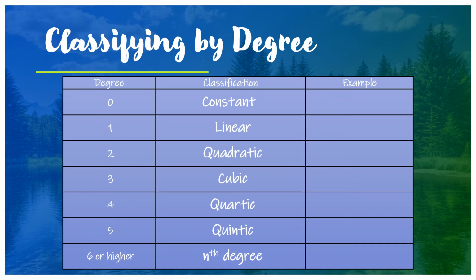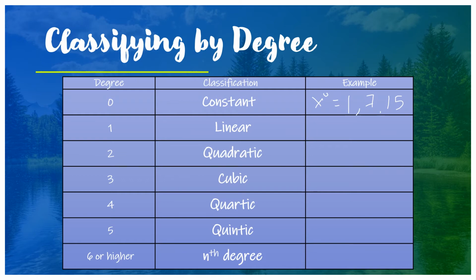So if the highest exponent is a 0, let's just remember for a second, what is anything to the 0 power? 1 to the 0 power, 2 to the 0 power, it's always just 1. So what this means is any number, 1, 7, 15, these are all constants, but there would be no variable because the variable would have been x to the 0 power, which is just 1.